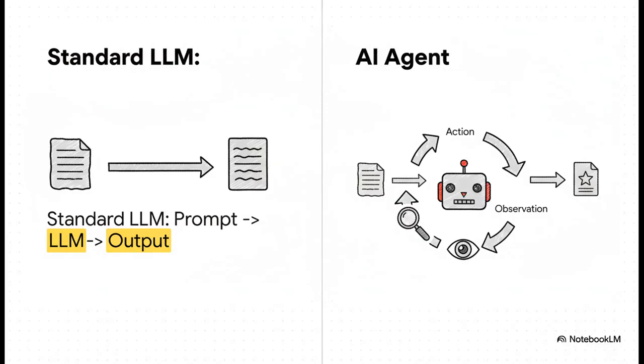And this slide just lays it out perfectly, doesn't it? Look at the left. A standard LLM is a straight line. You give it a prompt, it spits out some text. End of story. But on the right, the agent has this loop. It thinks, it acts, it observes, and it can go around that loop as many times as it needs to. It's the difference between a passive response and active problem solving.